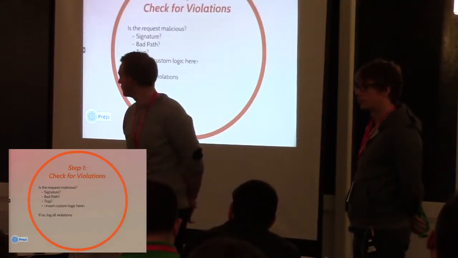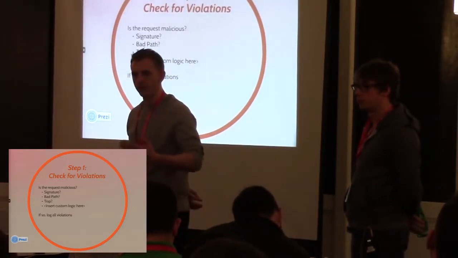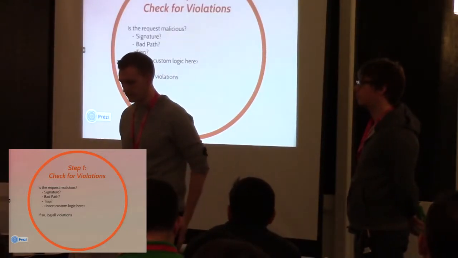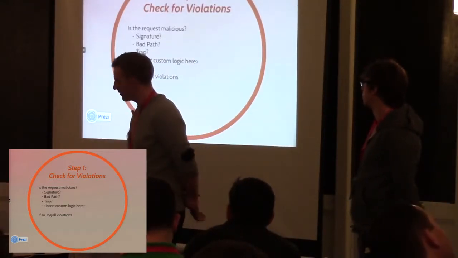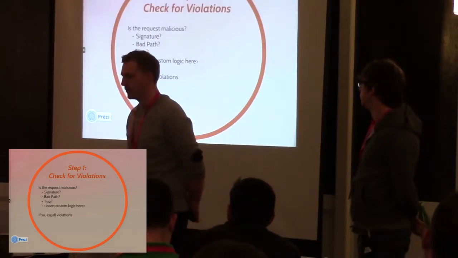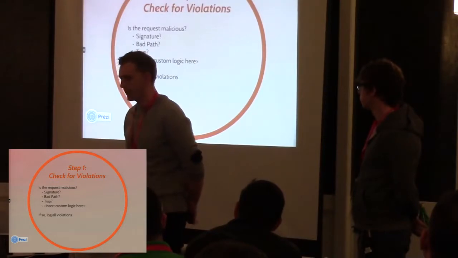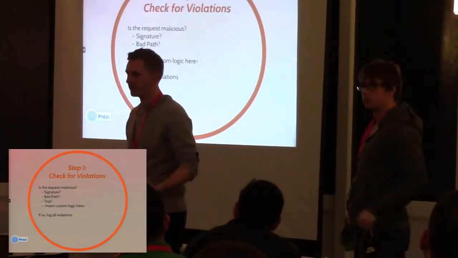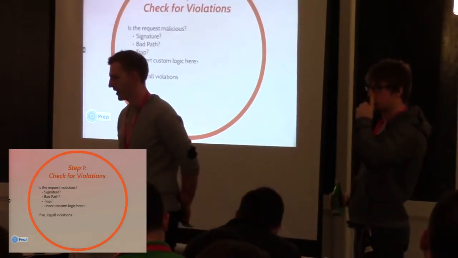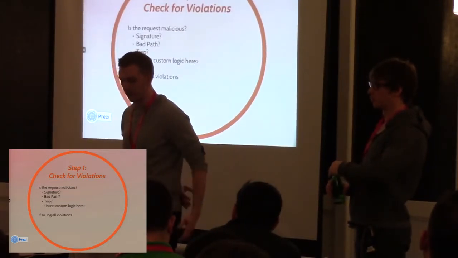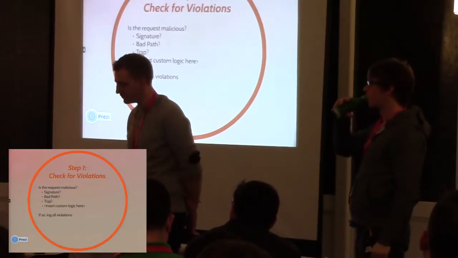So the first step is after a request is sent, Ensnare is going to receive it, and it's going to check for violations. And what does that mean? Basically, it's going to look and see, is this request somehow malicious? Does it match a signature that we've set up? Is it to a bad path? So is it to some page that doesn't exist, like /admin, or some WordPress login page when we're not using WordPress, so it's not valid?